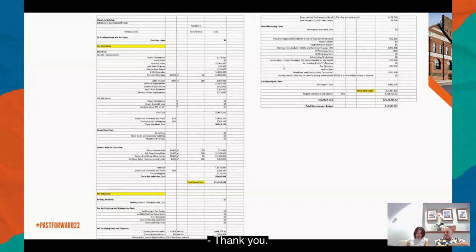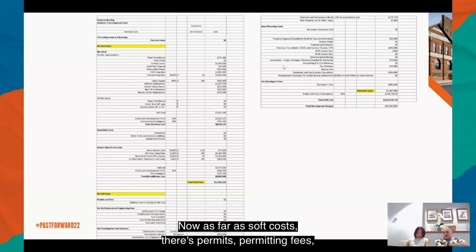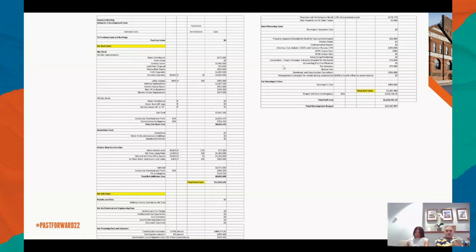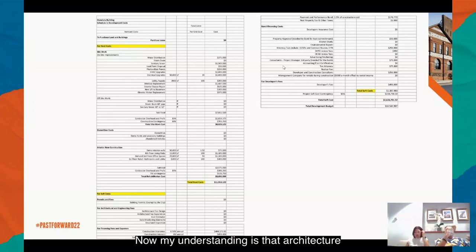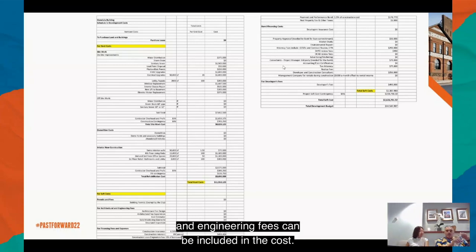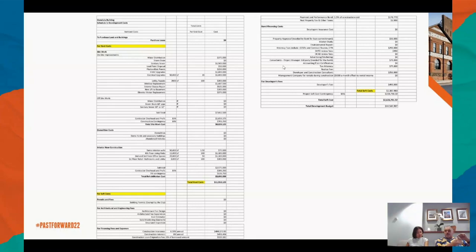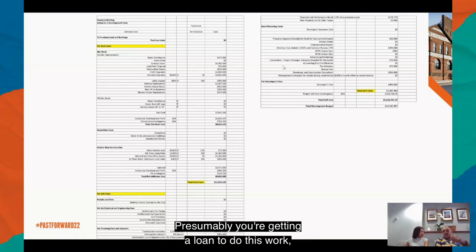Okay. Thank you. Now, as far as soft costs, there's permits, permitting fees, architecture and engineering fees, and then financing fees. Now, my understanding is that architecture and engineering fees can be included in the cost. Yes. Okay. You can also include interest payments on, not acquisition, but presumably you're getting a loan to do this work, the interest costs on that as well.